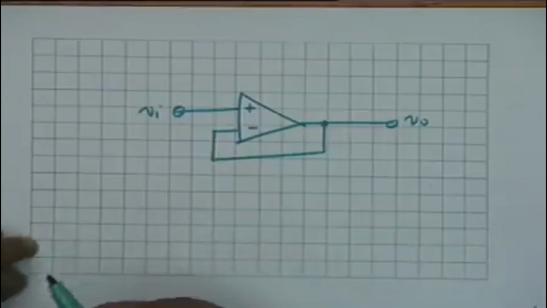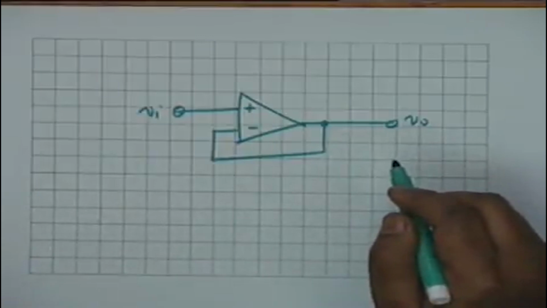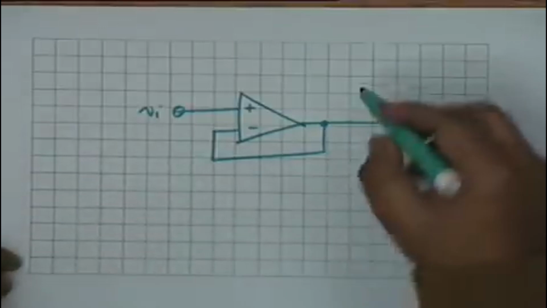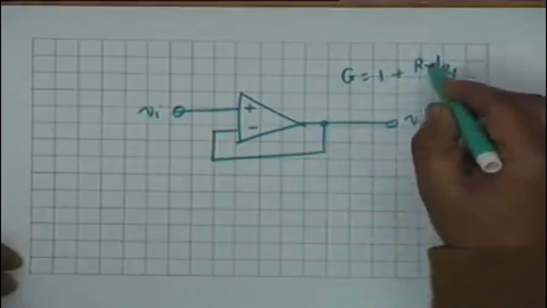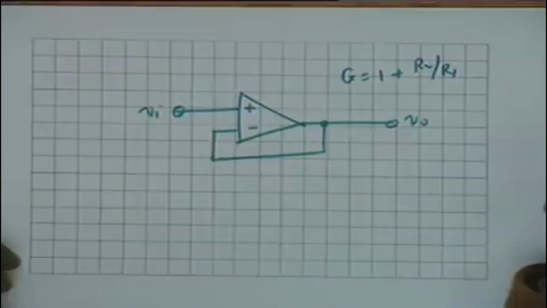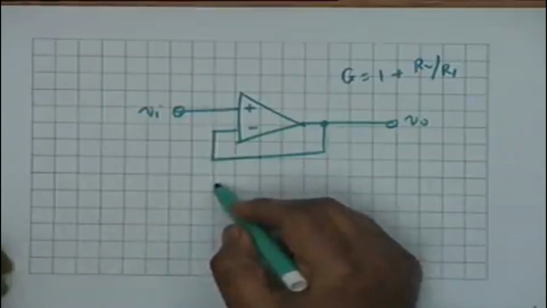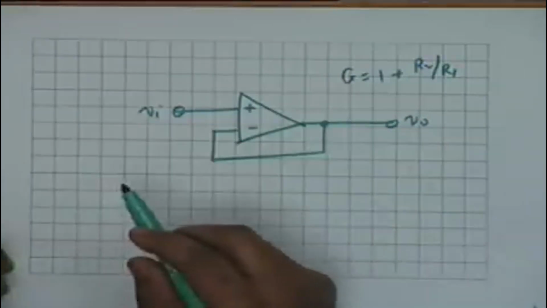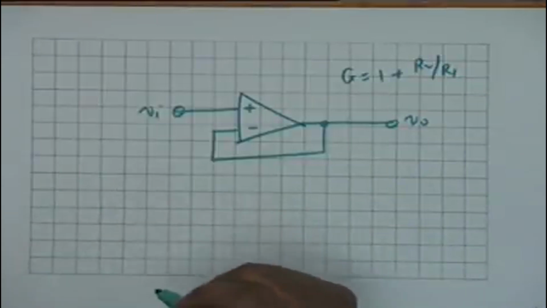Now if R2 is 0, do I have to put an R1? You see, the gain is 1 plus R2 by R1. If R2 is 0, R1 can as well be infinity. Isn't that right? And therefore I don't need to put an R1. Is that clear? And therefore this is the simplest possible op-amp circuit giving a gain of plus 1.